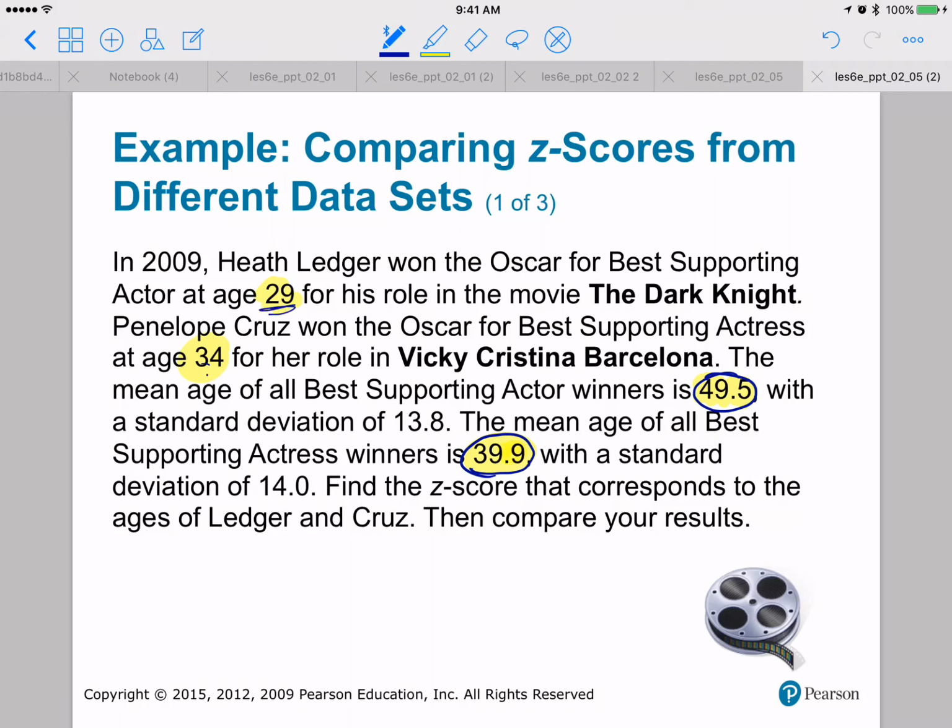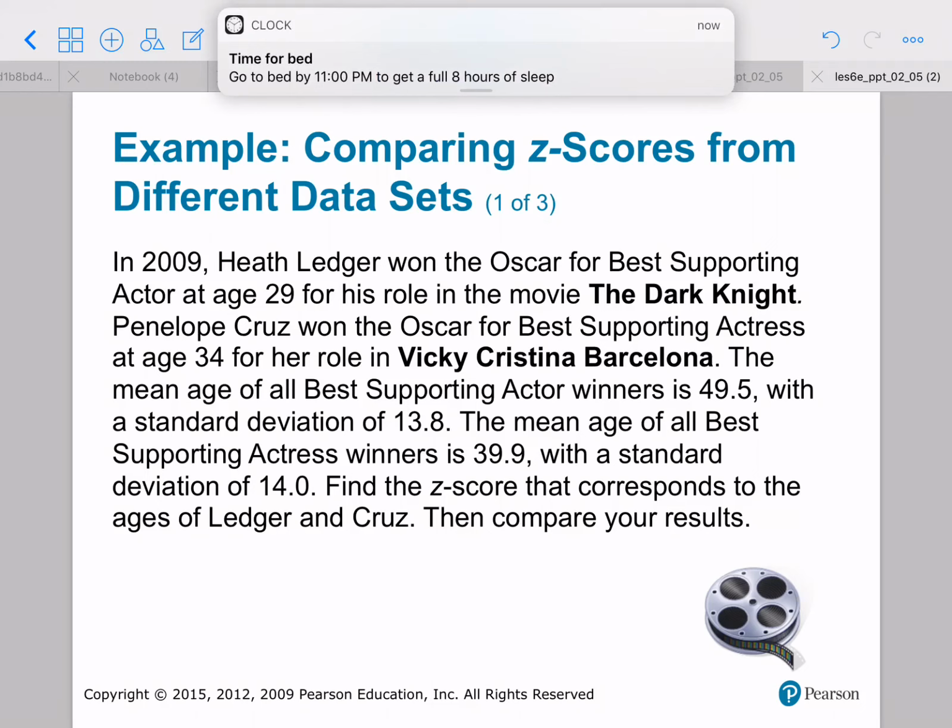It's hard to say whether Penelope Cruz was young versus Heath Ledger, because they're different categories. So it's kind of like you're comparing apples and oranges. Here's where the z-score comes into play. The z-score is really beneficial because the whole purpose of the z-score is to even out the score, right? It's a way to allow you to compare distributions and to compare data when the data have different means.